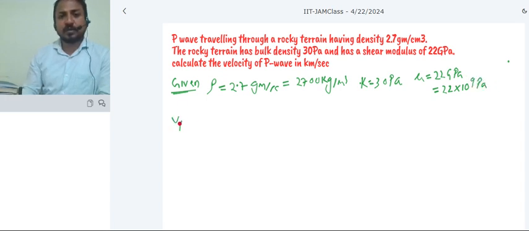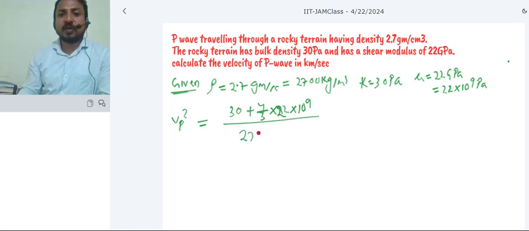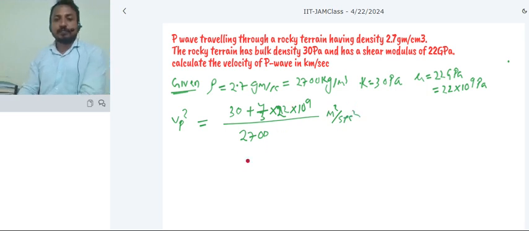Now we'll put Vp squared is equal to K, 30 GPa, plus 4 by 3 into 22 into 10 to the power 9 Pascal, divided by 2700 kg per meter cube. It will be meter square per second square if you solve the unit.